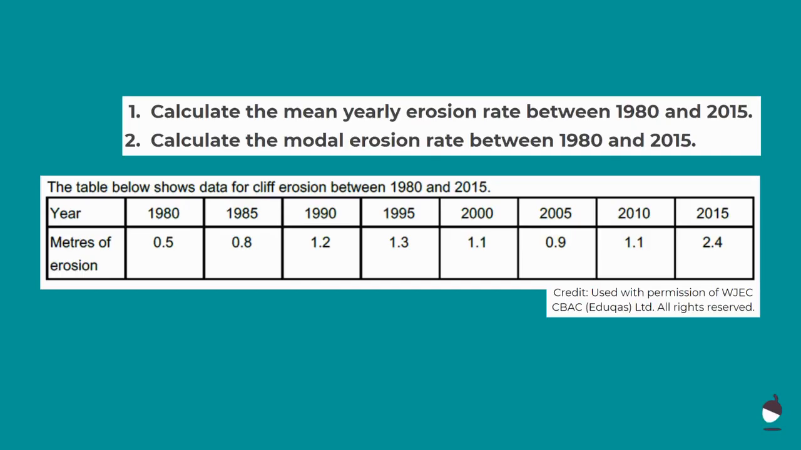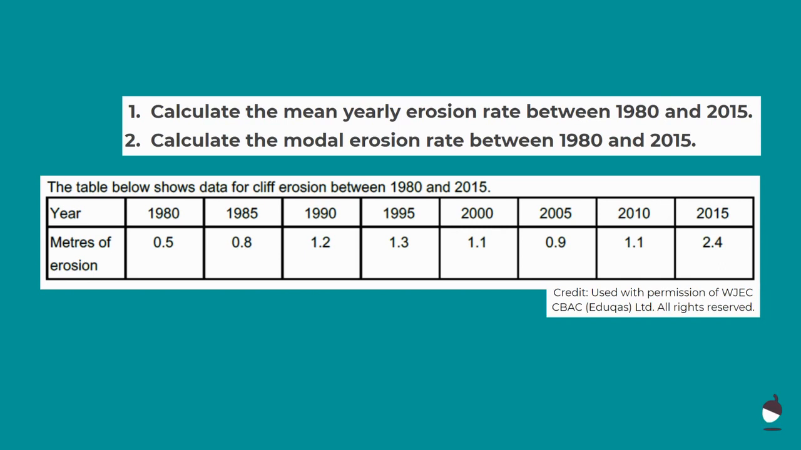Now time for a task. In geography, we get tested on our ability to manipulate data and to use maths skills. This table shows us the data for cliff erosion between 1980 and 2015. It tells us how many metres of erosion has occurred every 5 years, and it's in metres.